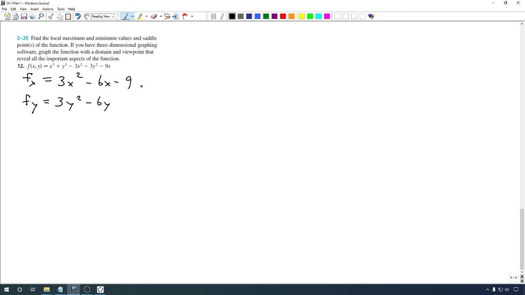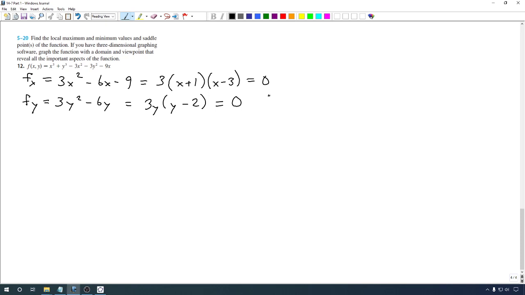Since I'm going to set them equal to 0, I might as well go ahead and factor them. That will actually help. I'll go ahead and pull out a 3. I'm left with x squared minus 2x minus 3, which I can factor as x plus 1 times x minus 3. Here, it's actually a little easier to factor. We can pull out both a 3 and a y. So we have a 3y times y minus 2. And that's going to have to equal 0.